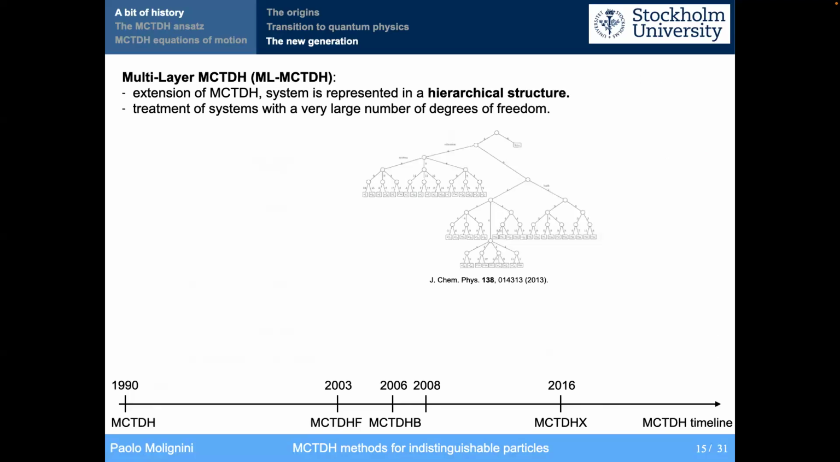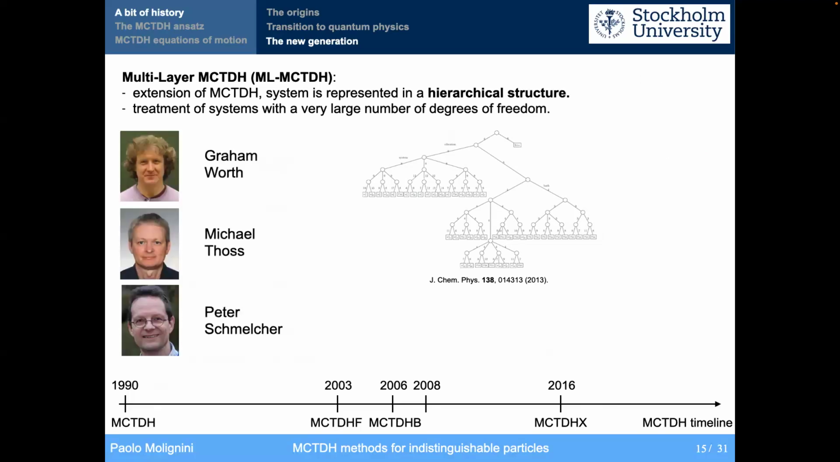So you can describe degrees of freedom that occur at different scales, but you can also describe degrees of freedom that are kind of independent from one another. So you can describe systems that interact with a bath, for instance. So you can describe open quantum systems. This was also developed by Hans-Dieter Meyer and collaborators in 2008 originally.